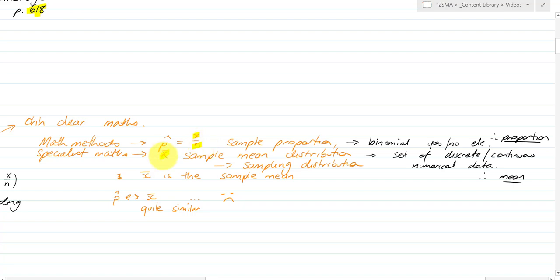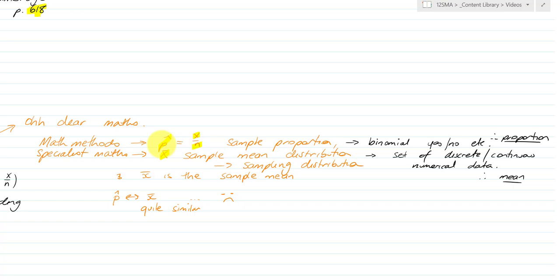They have different names and slightly different meanings, so we have to make sure we get it right. The good news is that you're not going to get a p hat question in a Specialist exam, and you're definitely not going to get an x bar question in a Methods exam. So there's that difference, but they are quite similar. Here's my best take on explaining it to you.